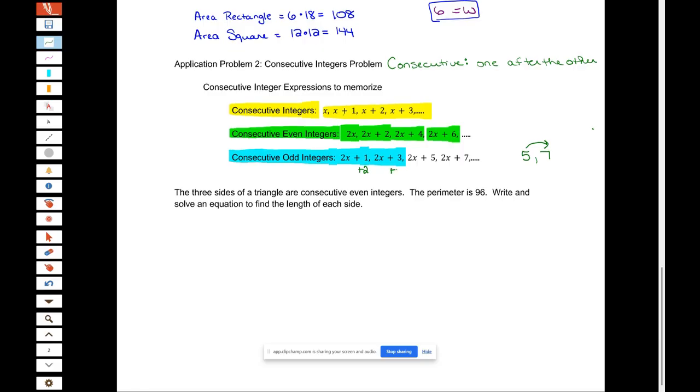And then if we add 2 to that, we get our next odd integer, which is 2x plus 5. And then so forth and so on. Add 2 to that, we get 2x plus 7, and so forth and so on. So that is your expressions for consecutive odd integers, and you use as many as you need. So make sure you pay attention to whether it says consecutive, consecutive even, consecutive odd, and use the correct expressions.